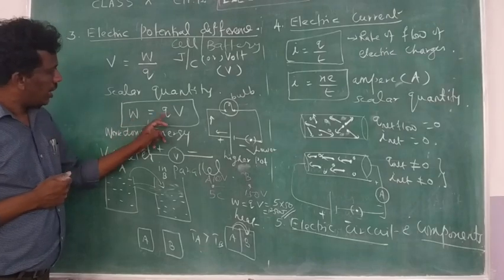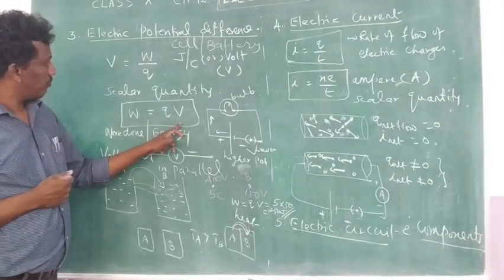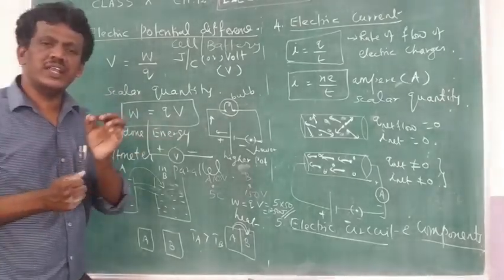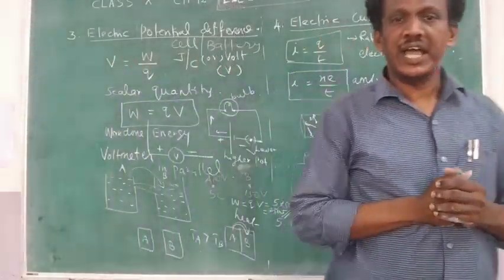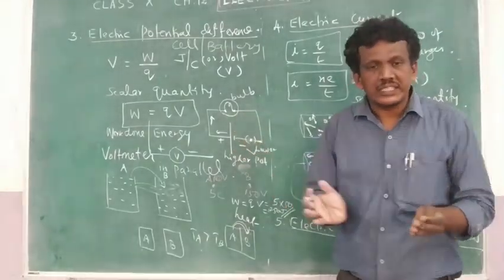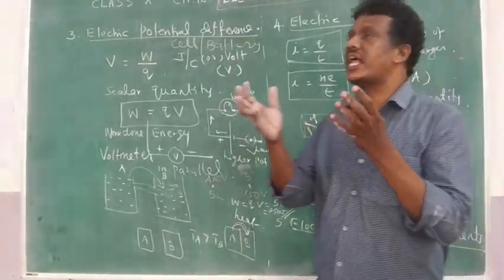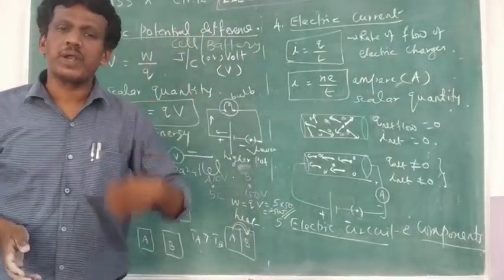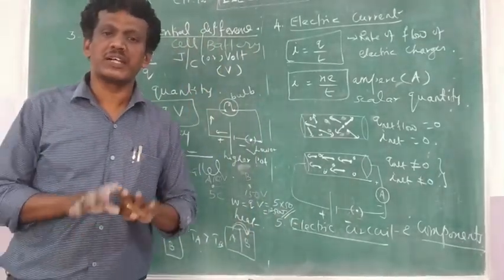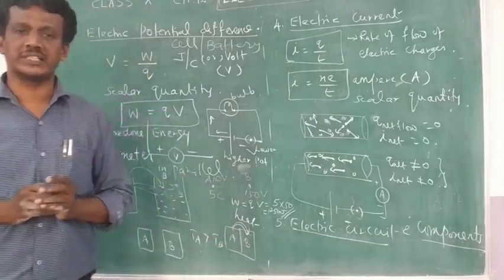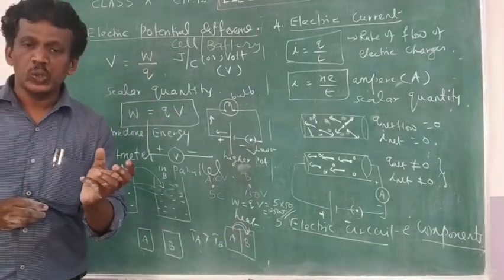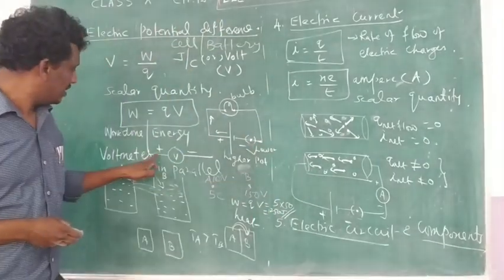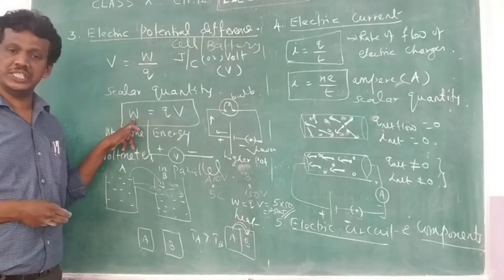Now work done is equal to Q into V. So work done, or I can say energy. It's a very important concept here, because whatever electrical energy we are consuming, it doesn't mean that we are consuming the number of charges, the number of electrons. No, for that we are not paying for electricity. We are paying for the work done to move the electrons, to move the charges. That's why it is nothing but energy.